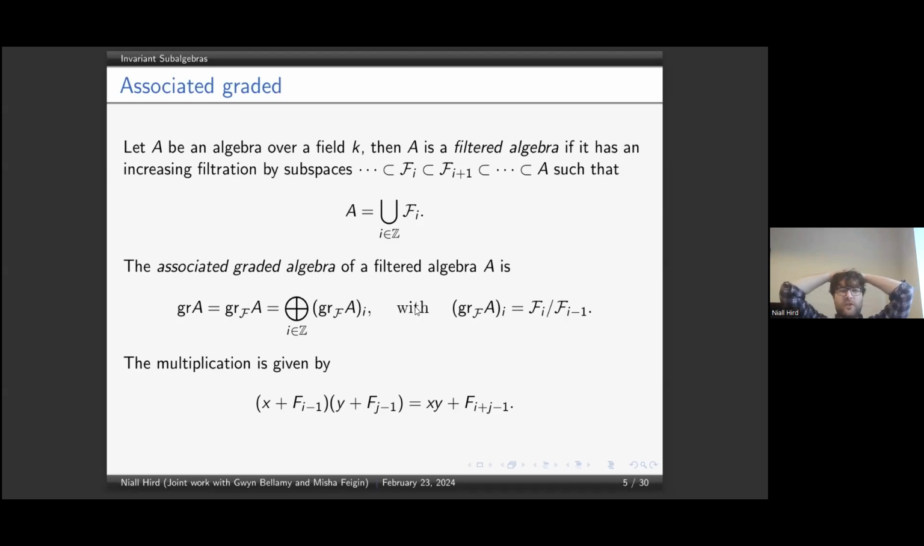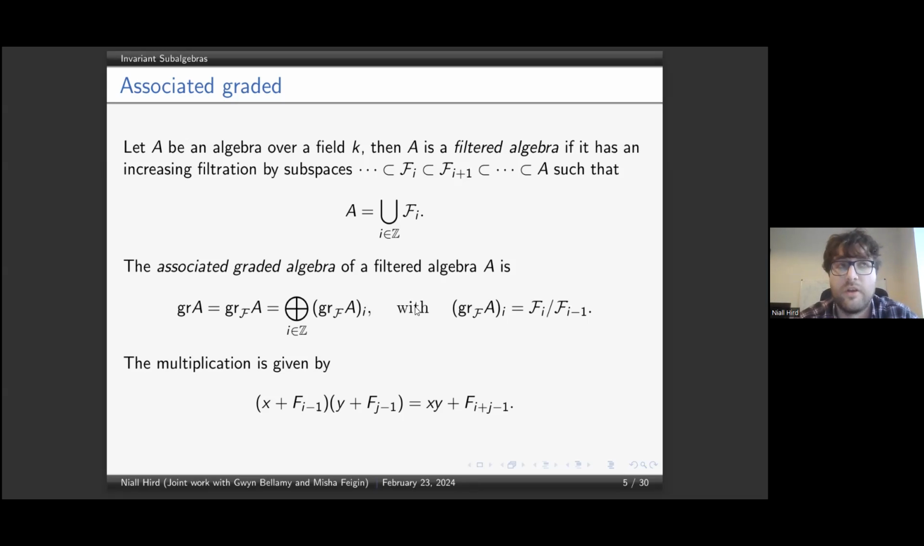So the associated graded of an algebra: if you've got some algebra A that's filtered, by that I just mean that you've got an increasing filtration by subspaces, just vector spaces inside it, Fi, and A is equal to the union of these, you can make something called the associated graded of A. And the associated graded of A is just a direct sum of the quotients of these Fi. So Fi quotient Fi minus 1 is your ith part of the associated graded.